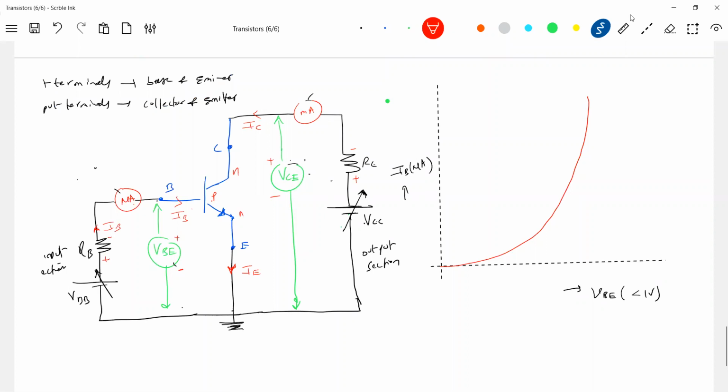Then I'll increase VC. Five volt. This is for 10 volt. For 5 volt, I'll get a curve like this. When we see 10 volt, I'll get a curve like this. Now we have to justify the reason why it will shift towards the right.